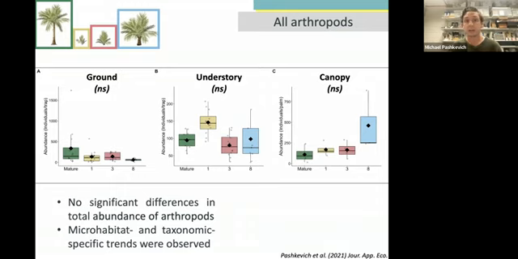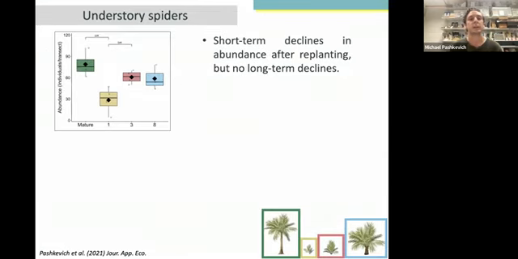And we did find some differences in the order level composition in these 3 different microhabitats, but we particularly also found some taxonomic specific trends. And just to give you a picture of what that might look like, I'm going to turn to spiders, my research taxonomic group.